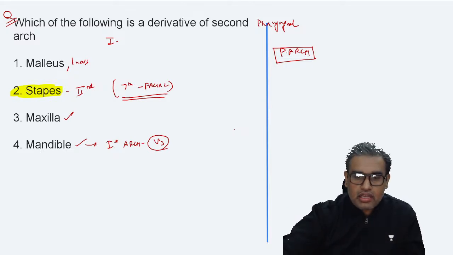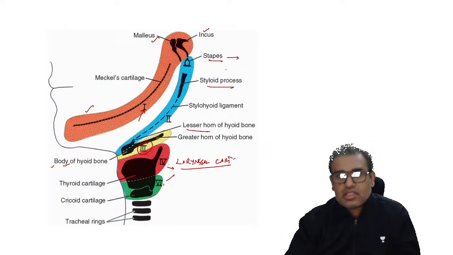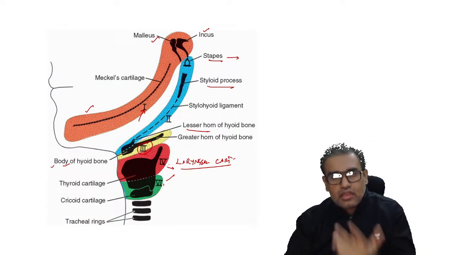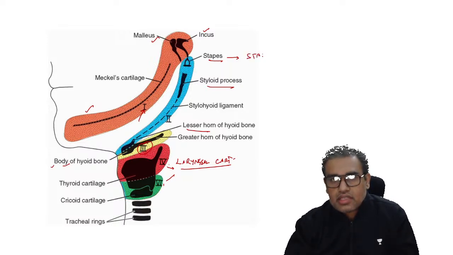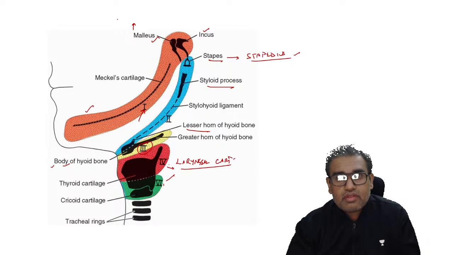Just a hint over here, if you want to remember how to remember, tell me the muscle associated with stapes. If you are thinking of stapedius, correct. The muscle associated with stapes is stapedius. Very good. And tell me the muscle associated with, let's say, malleus. In the middle ear, we have the tensor tympani. I hope you remember them from the anatomy of the middle ear.